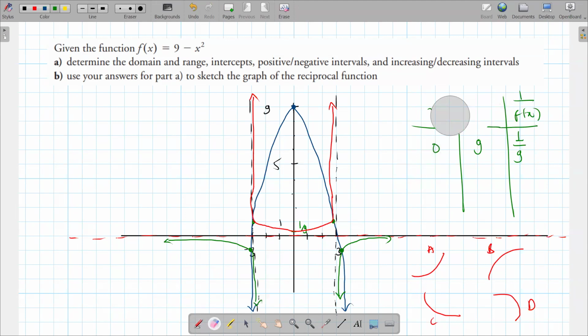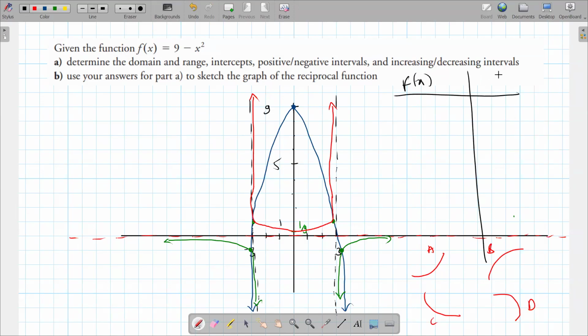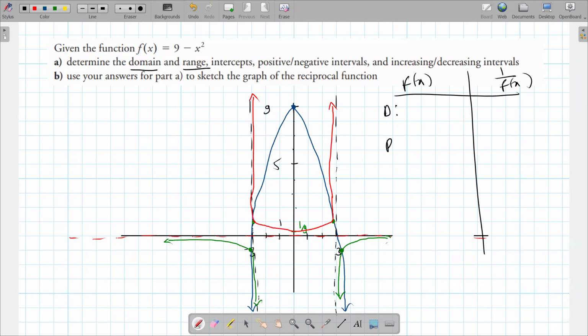That's perfect. We'll briefly talk about some of these other things here. So I'll just make a table here. I guess we can say f of x, and then we can say the reciprocal function 1 over f of x, and we'll just answer some of these questions here. So let's start off with the domain and range. What's the domain of f of x? Yep, what's the range of f of x? Yes, y has to be, same thing.